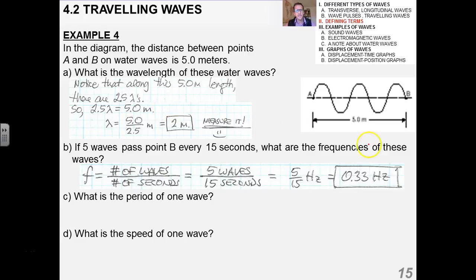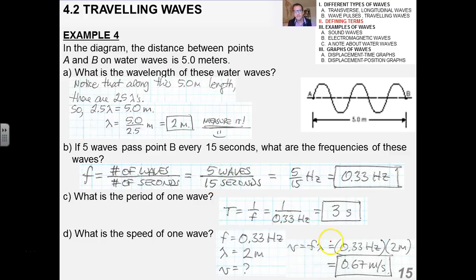If 5 waves pass by point B every 15 seconds, what's the frequency? Frequency, again, is number of waves per unit time. That's 5 over 15, which is 1/3 of a hertz. What's the period? It's 1 over that, so it's 3. And the speed, of course, using the wave equation, we have more than enough information to actually solve this problem. And I got 0.67 meters per second.